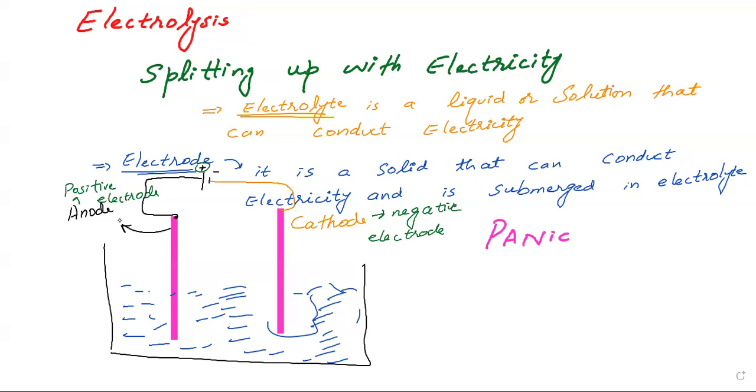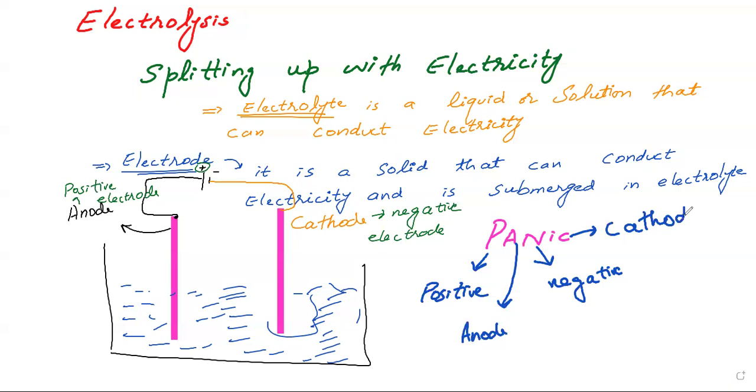This is a mnemonic. It just helps us recall which one is the positive electrode and which one is the negative electrode. P stands for positive, A stands for anode. Guys, remember, the anode is a positive electrode. N stands for negative. I just forget about I. C represents cathode. Negative is cathode, positive is anode. It means the anode is the positive electrode and the cathode is the negative electrode.